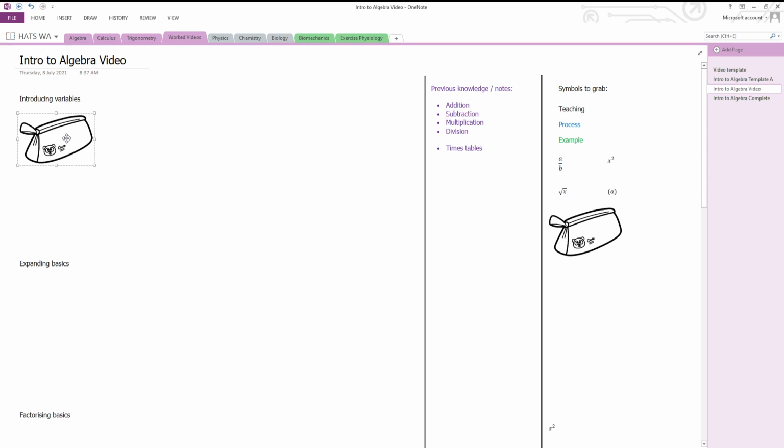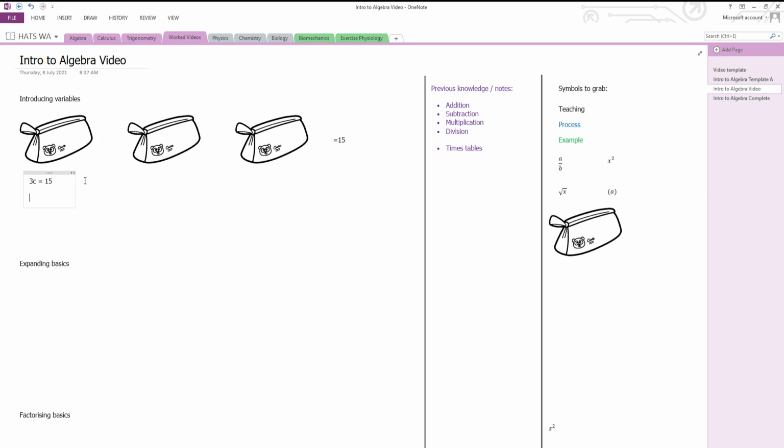So for this particular question, let's look at, we have 3 pencil cases. So this is our containers. And the amount of pencils in them are equal in each one, and they add up to 15 in total. So 3 pencil cases add up to 15. We can represent this as 3C, where C is the amount of pencils in a particular pencil case, equals 15. So we just choose a letter that we want to represent that unknown quantity. In this case I chose C for pencil case. And then we can solve the problem.